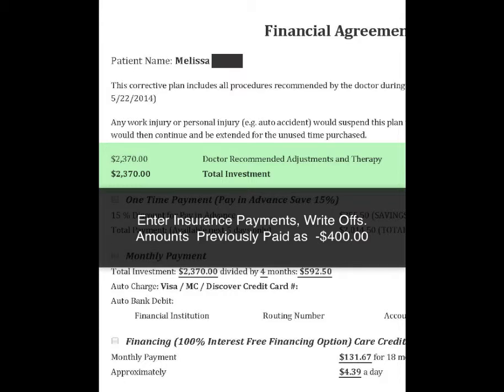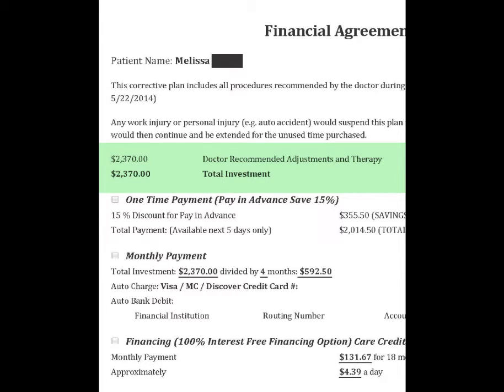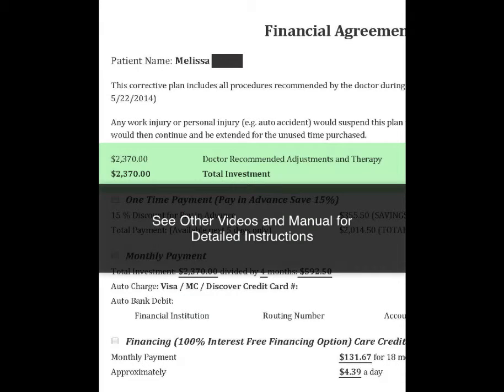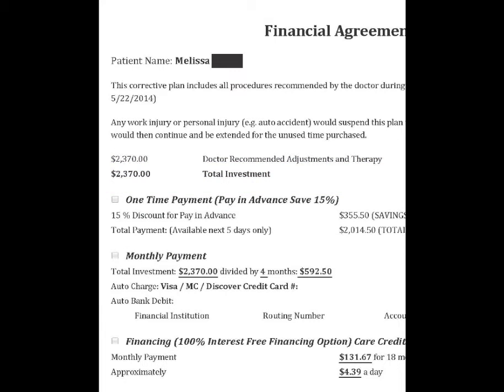I like to keep it as simple as possible. So I just put in doctor recommended adjustments and therapy. I give it 1 line. This is the cost of all your care in the office. In this case, it's a cash patient. Now, if it's an insurance patient, I would write, your insurance is expected to pay $1,800. So your responsibility would be at the bottom. Then your total investment, the math is automatic, is what I'm saying.